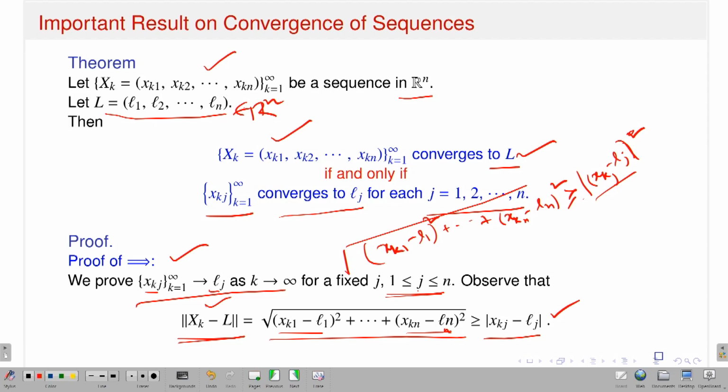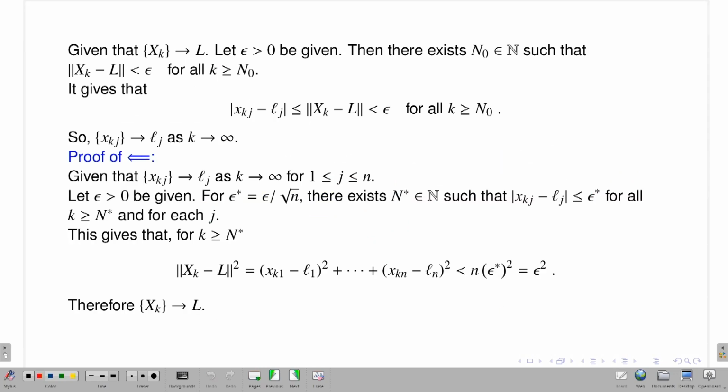Then what I will do, given that capital Xk converges to L, so that means this side I can make less than epsilon whenever small k is greater or equal to capital N naught. So, that implies that this small Xkj minus Lj, given epsilon, I can make it less than epsilon for all small k greater or equal to capital N naught, and it implies the convergence of this sequence, and that exactly I have written.